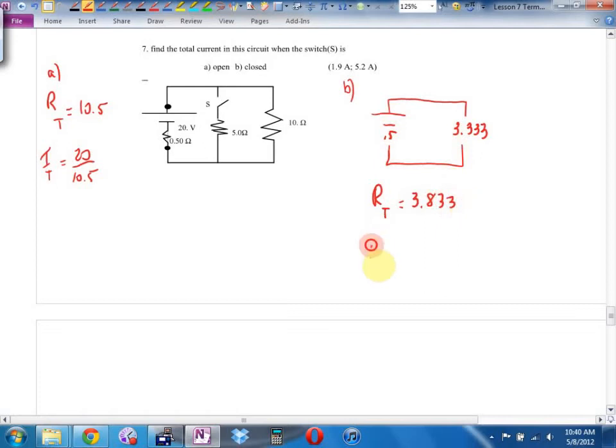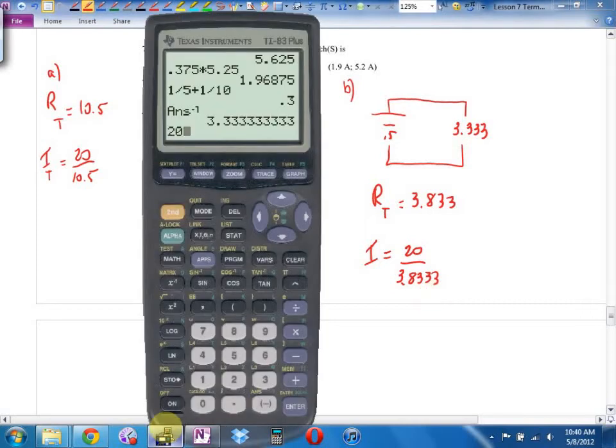So total current is going to be 20 divided by 3.833, which is what? 5.2.